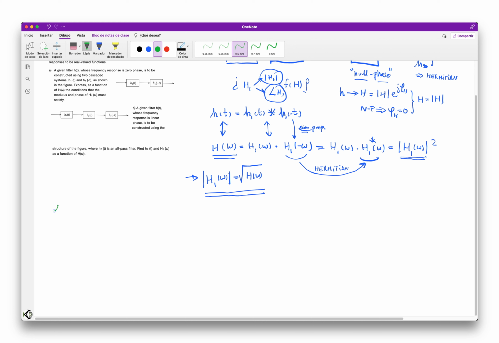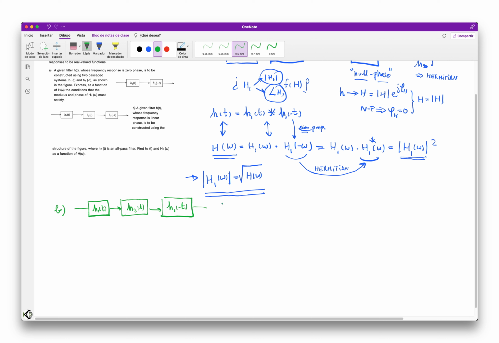Okay, let's go for part B. In part B, they are telling us that in this case they use three systems. They use h1 of t. In principle, h1 of t has nothing to do with the h1 of the first part of the exercise. It's another system. We have h2 of t, and over here we put again h1 of minus t. We put three systems in series, two of them being the same, but one with the axis in time changed, and another system h2 in the middle.